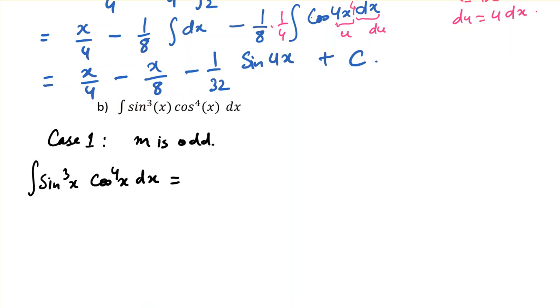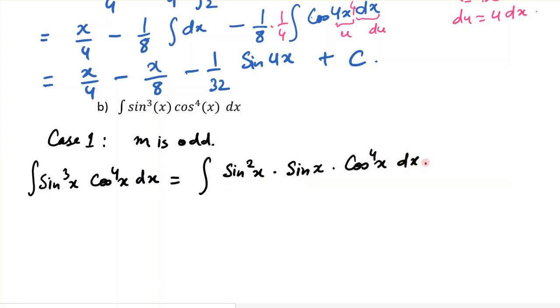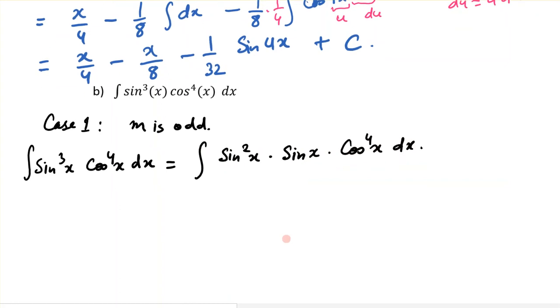So we start by writing sine cube as sine square x times sine x, and then cosine 4x as it is. And in the next step we use the relationship that sine square x plus cosine square x equals 1, or sine square x is equal to 1 minus cosine square x.